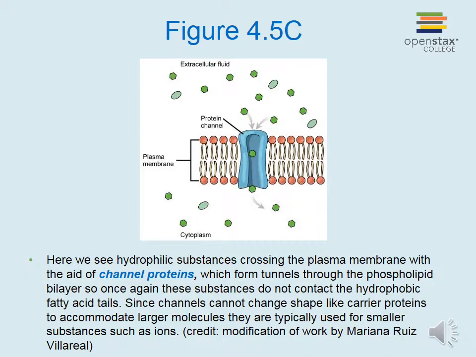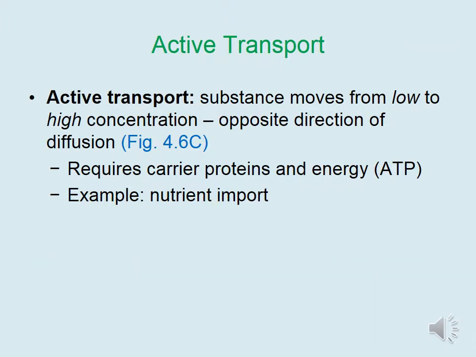Here we see hydrophilic substances crossing the plasma membrane with the aid of channel proteins, which form tunnels through the phospholipid bilayer. So once again, these substances do not contact the hydrophobic fatty acid tails. Since channels cannot change shape like carrier proteins to accommodate larger molecules, they are typically used for smaller substances such as ions. We have talked about three types of passive transport: simple diffusion, osmosis, and facilitated diffusion.